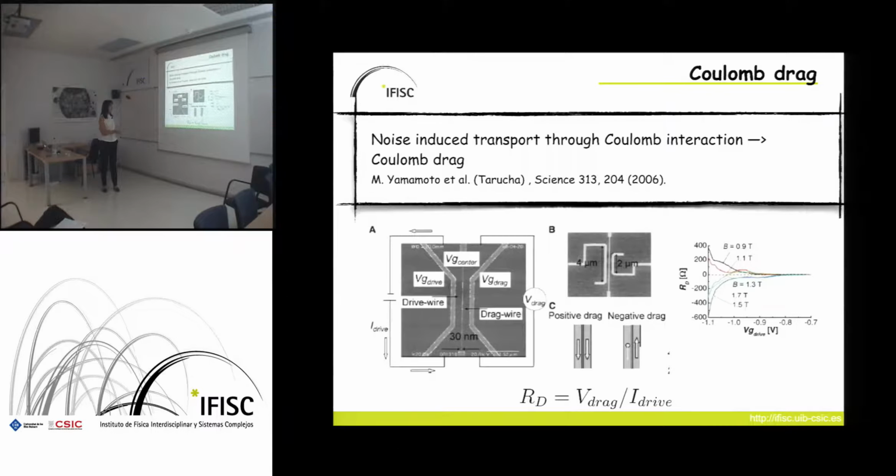And this is seen here because you can plot what is called the drag resistance, and you can see that this changes the sign, negative or positive, depending on the magnetic field. And at the end, high magnetic fields are able to induce stronger interaction between the two nanowires.